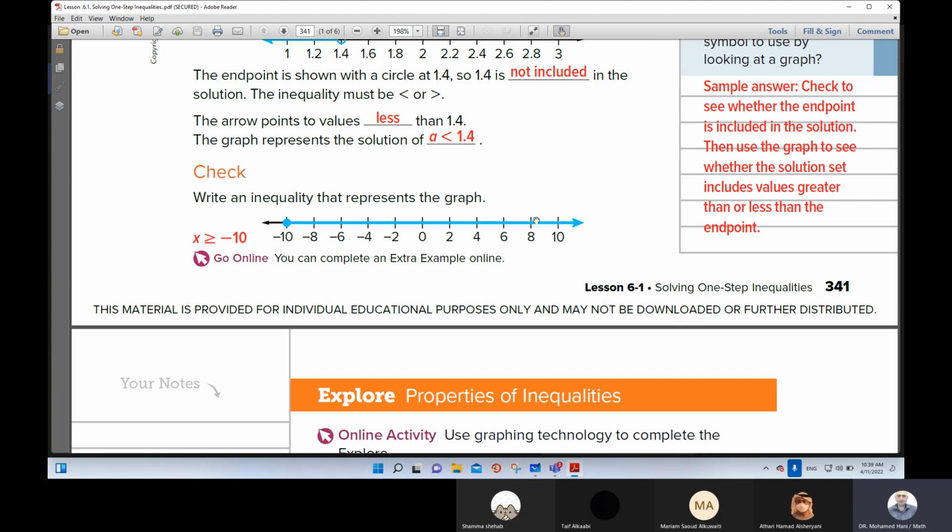The direction to the positive side means the values of the variable are greater than or equal to -10. So we can write here the variable, for example, x greater than or equal to -10, because here we have a shaded circle, we use equals in the sign, and we have the value here -10.